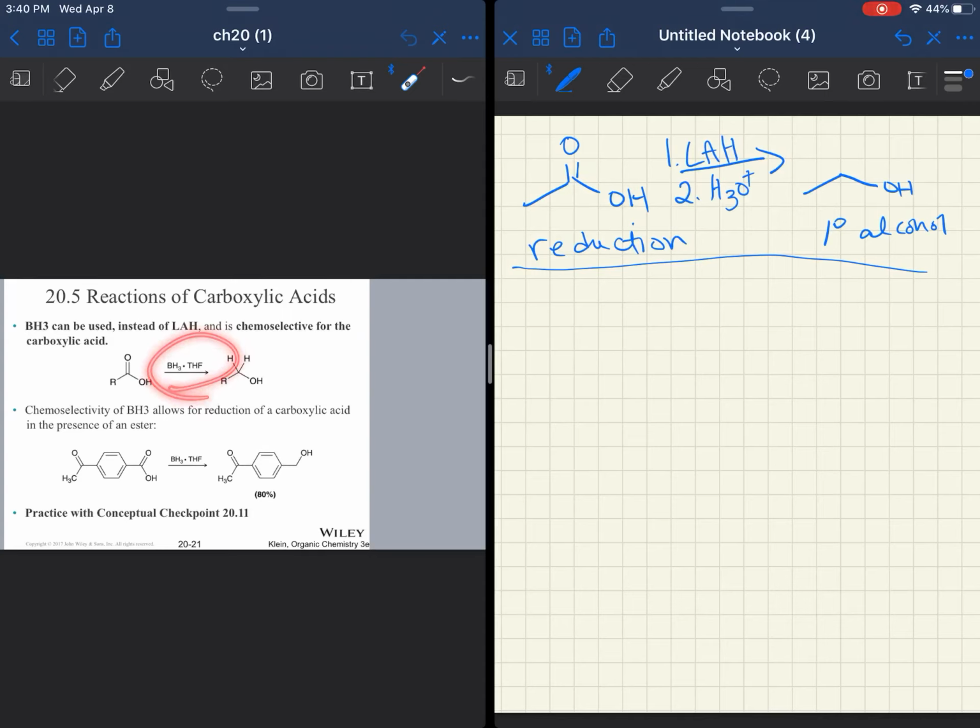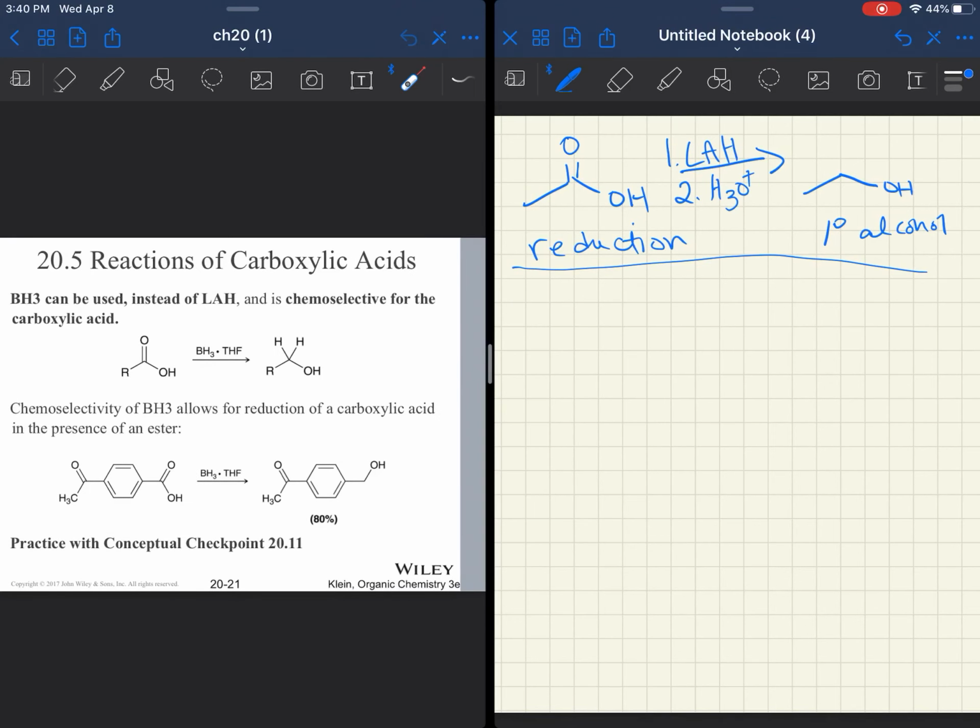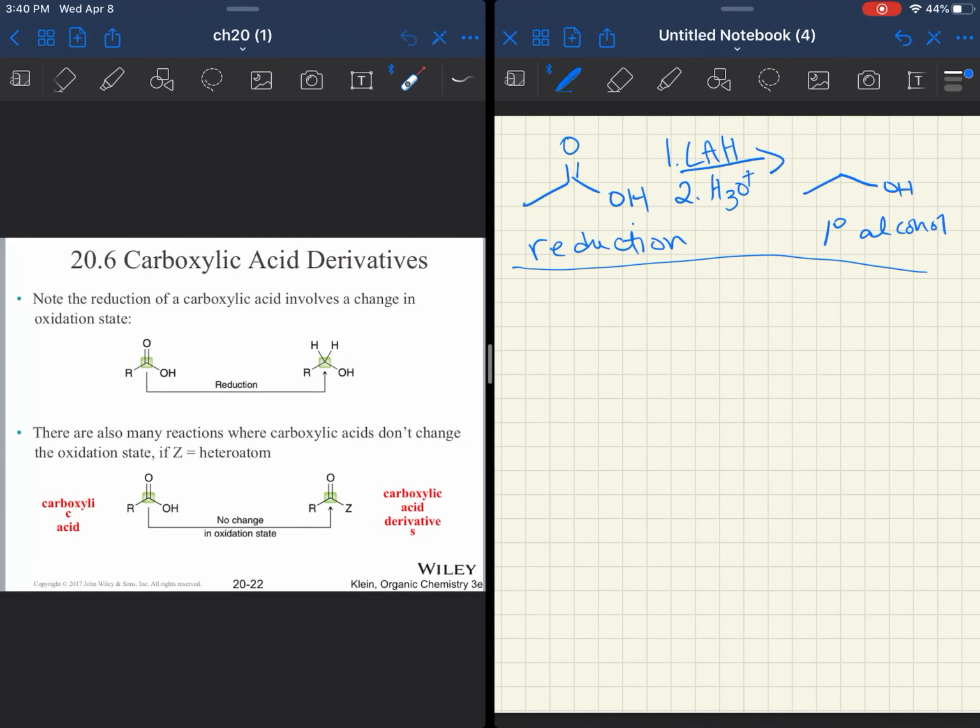So again, you do not need to know this particular mechanism. There are other ways to achieve this same reduction. For instance, with BH3, kind of like with hydroboration oxidation, I will not be using that. If you see it in your homework, that might be one thing, but I will never use that to reduce my carboxylic acids in my notes or in my solutions.